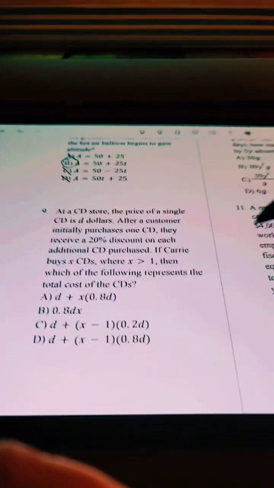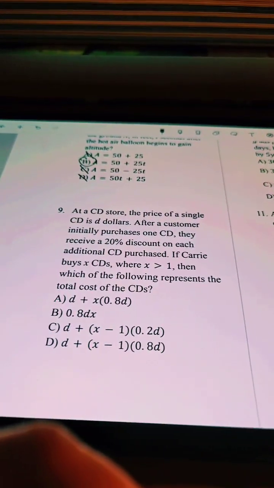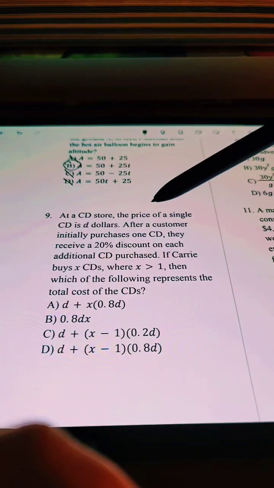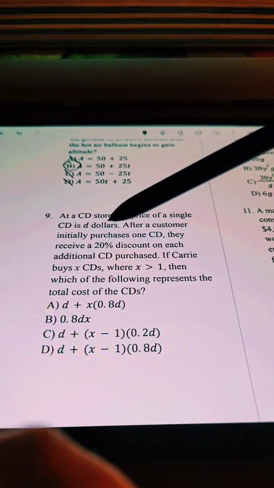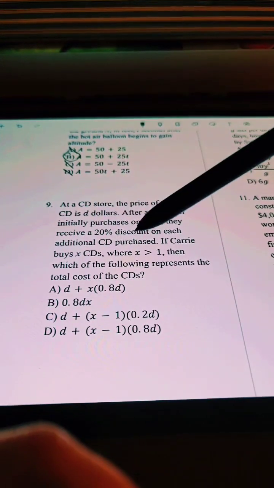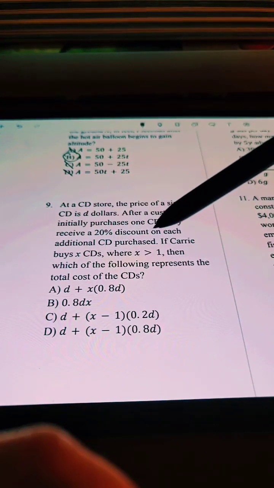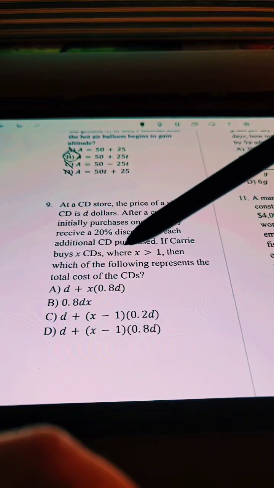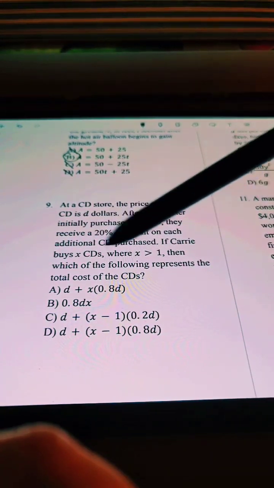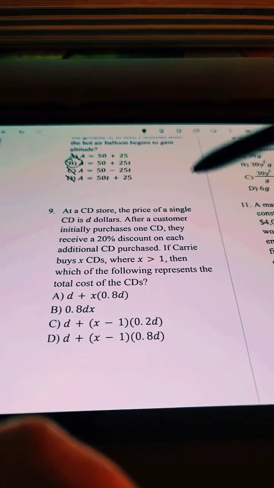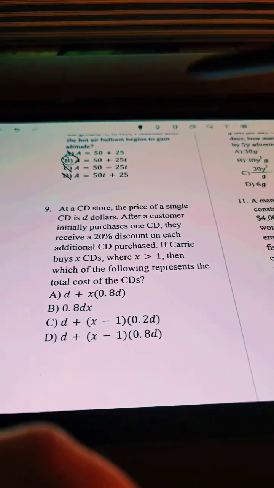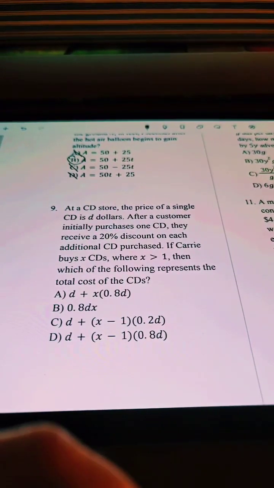So let's go to number 9. It says, at a CD store, the price of a single CD is $D. After a customer initially purchases one CD, they receive a 20% discount on each additional CD purchased. If Carrie buys X CDs, where X is greater than 1, then which of the following represents the total cost of the CDs?